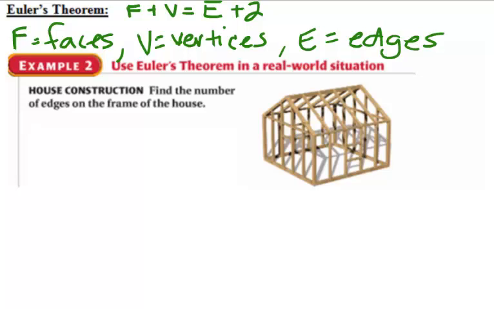Okay, so let's look at this formula and see what we get. On this construction, find the number of edges on the frame of the house. Well, let's look at this frame here and see what we have. Okay, so let's look at the number of edges that we would have here, around the bottom.